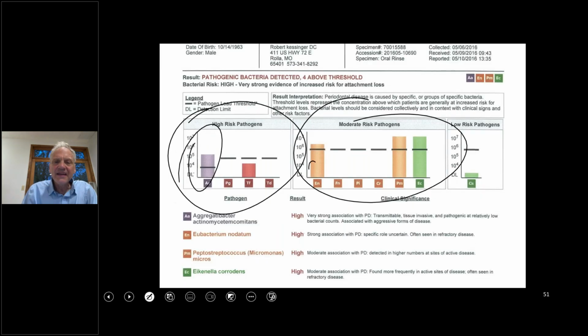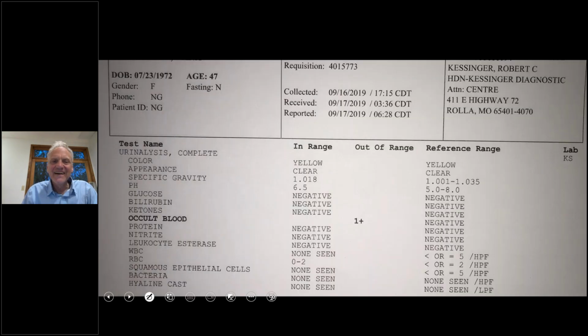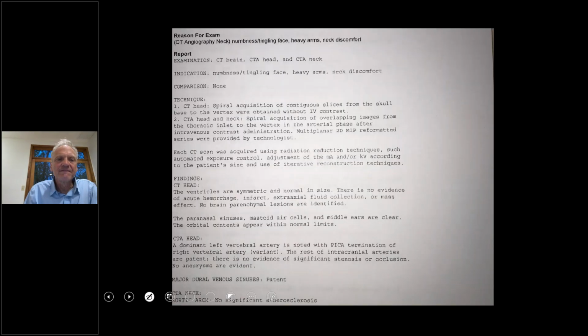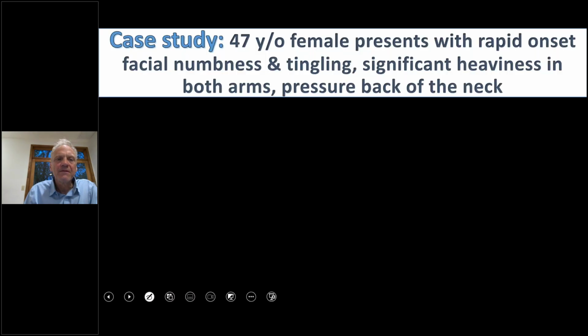Okay, so I want to do one more case if you guys can hang with me here. So 47-year-old female presents with rapid onset facial numbness and tingling. What are you thinking there? Stroke, TIA, right? Significant heaviness in both arms. Well, we thought stroke, but now it's heaviness in both arms. Strokes don't do that, most usually, right? Pressure in the back of the head.